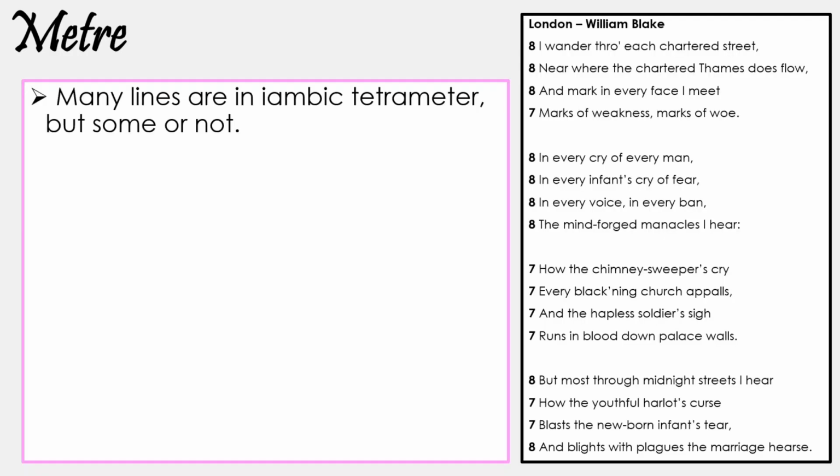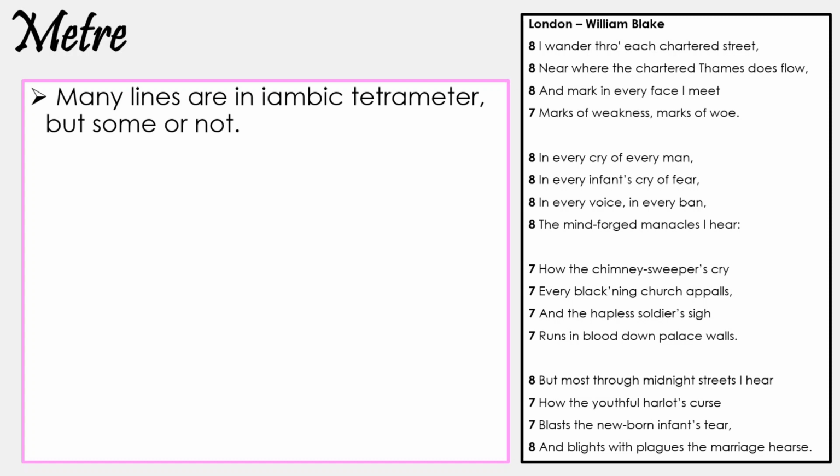Lines 5 to 8 revert back to iambic tetrameter. But then in the 3rd stanza, this weakness seeps back in again with 7-syllable lines. Sort of like all of the people that he meets as he wanders through London, these lines are weaker than the rest. They're in poor condition. Now this is where you can get creative and come up with different reasons that Blake chose to do this.